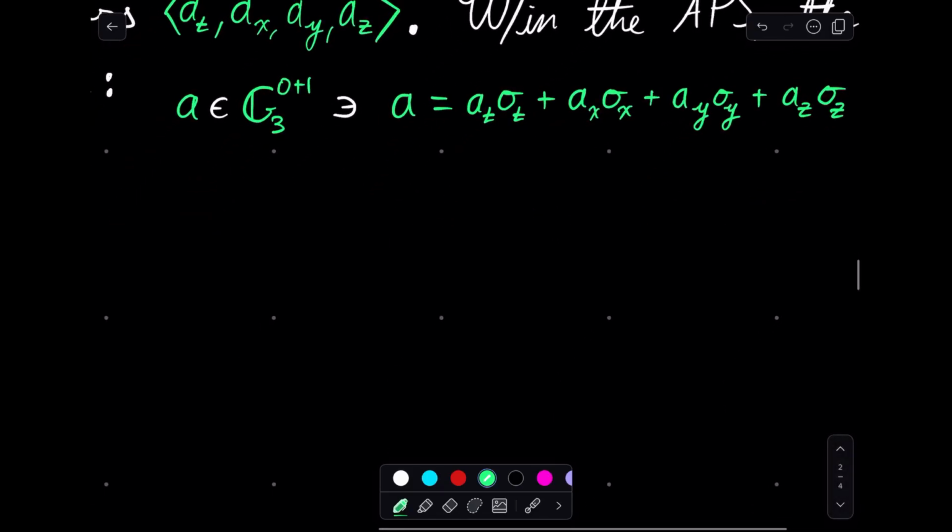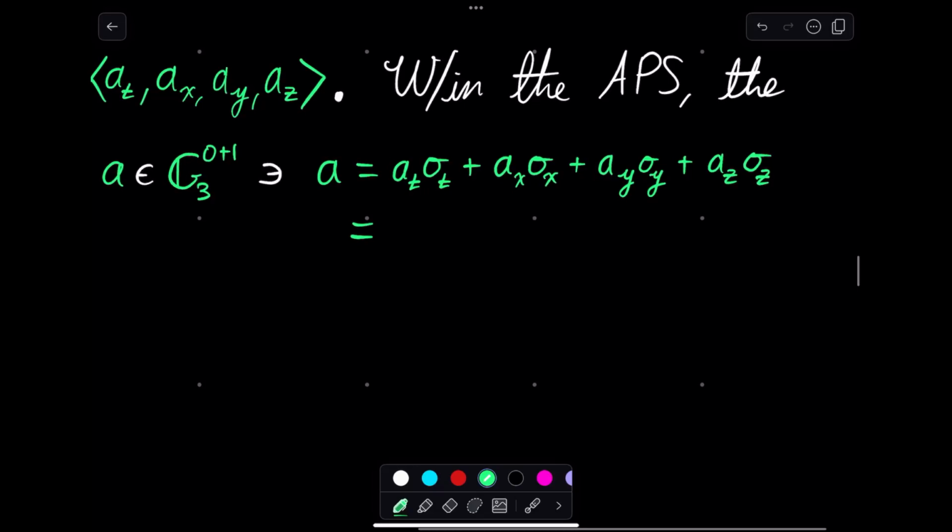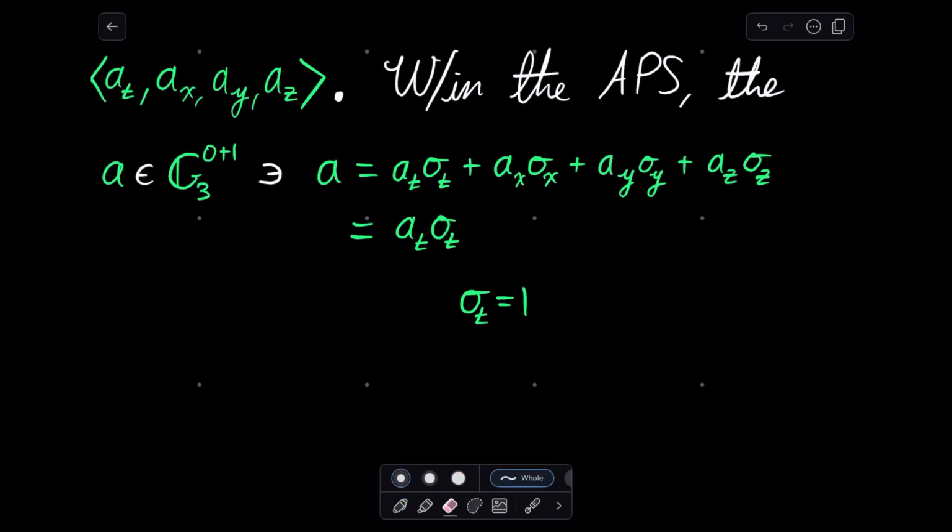This is often just rewritten as A_t sigma_t, and as I said before in my last video, sigma_t is the same thing as 1, so you can forego writing the sigma_t here for the sake of brevity. And so you can just say that it's A_t plus the vector part of A. And this is a paravector.